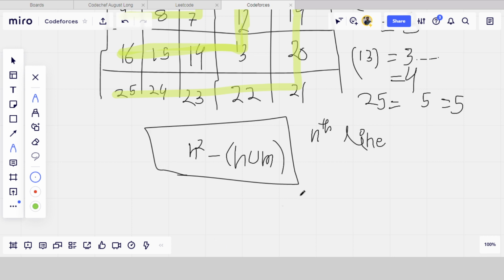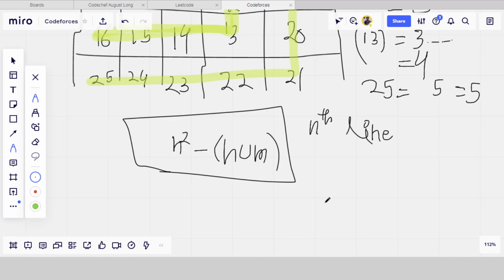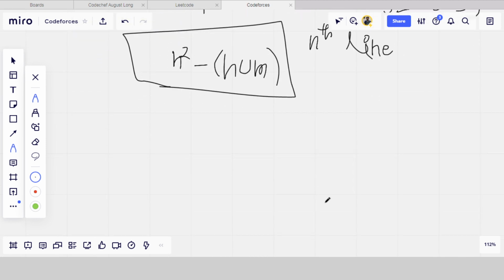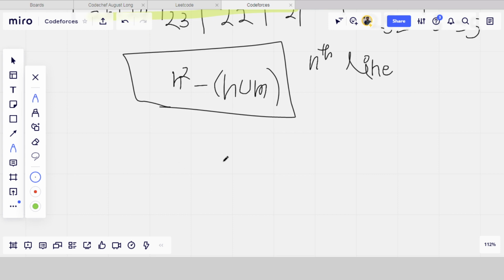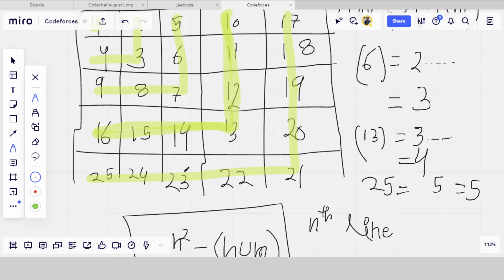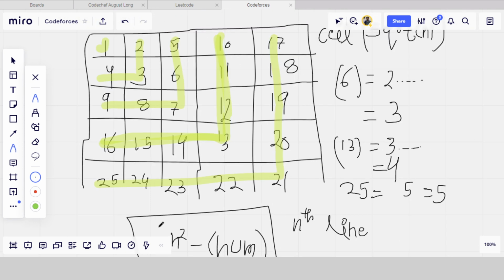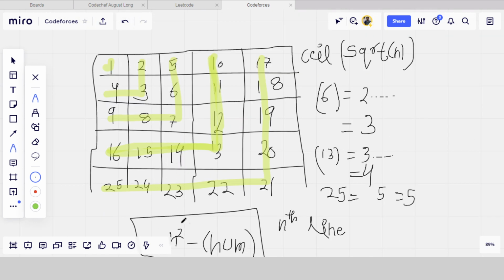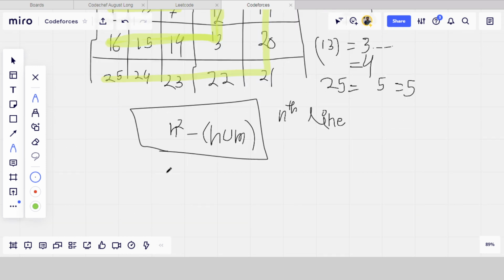Okay, so let's continue. Now let's take the example of 14. For 14, the value of n, meaning the L in which 14 exists, will be 4. So we will make the difference equal to 4 square, which is 16, minus num, which is 14, and the answer will be 2.